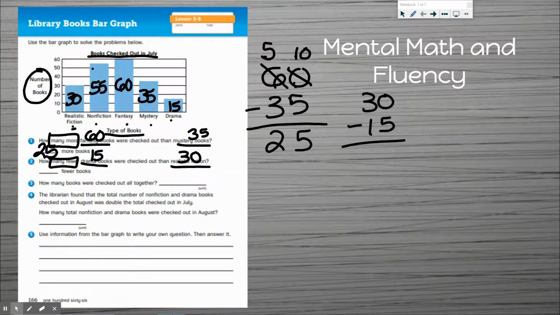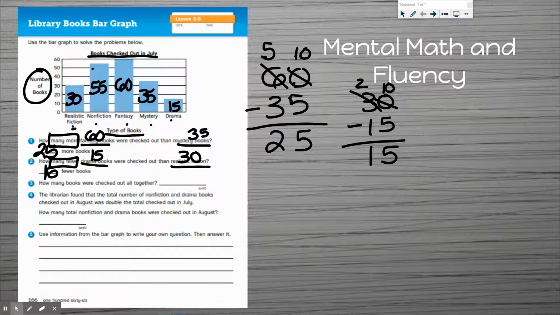Again, I can't do 0 minus 5, so I'm going to borrow a 10, put my 10 in the ones column. 10 minus 5 is 5. 2 minus 1 is 1. So there were 15 fewer drama books checked out than realistic fiction.